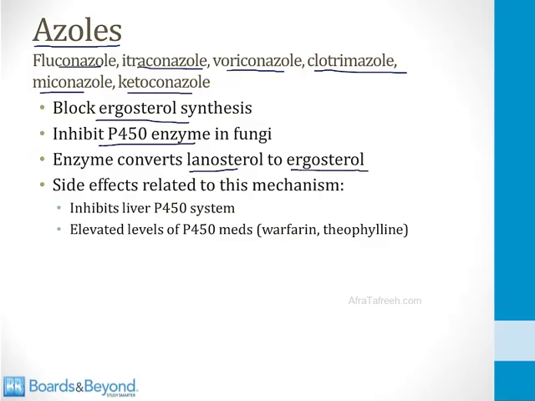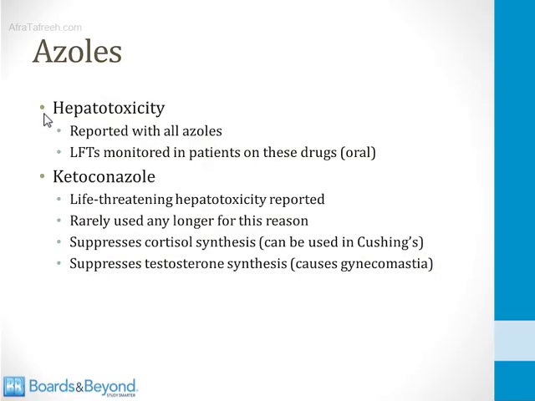And if you can remember that it's a P450 enzyme system, then it's very easy to remember that the main side effects of these drugs are related to the liver. These drugs are going to inhibit the liver P450 system, and this means you can get elevated levels of P450 metabolized medicine, and the 2 most important to know about are warfarin and theophylline. If you remember that the azoles inhibit the P450 enzyme system, then it's easy to remember that they can cause hepatotoxicity because you know the P450 enzymes are found in the liver. Hepatotoxicity is reported with all the azoles, and liver function tests are always monitored in patients taking these drugs orally.